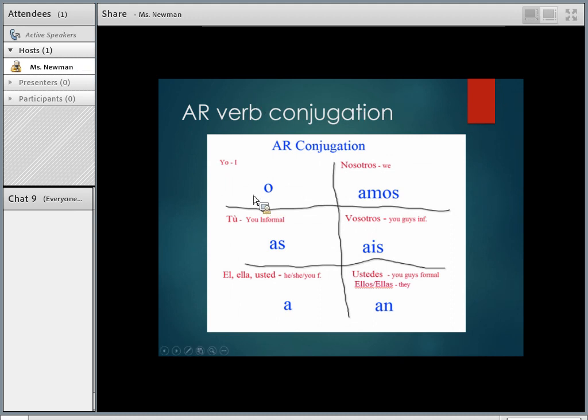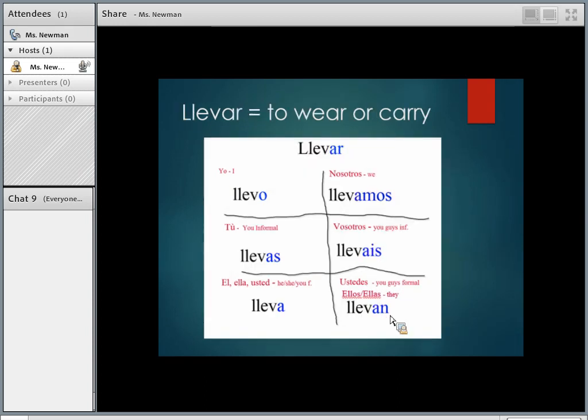So let's go ahead and go over these endings. So you would take off that AR ending and you're going to replace it with these endings. And we'll look at an example. So we have o, as, a, amos, áis, an. O, as, a, amos, áis, an. Something just to memorize, just like that.